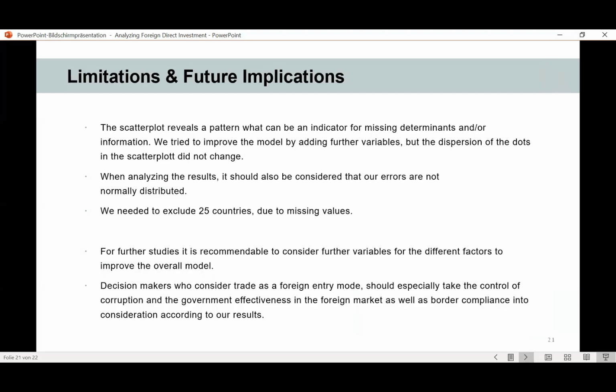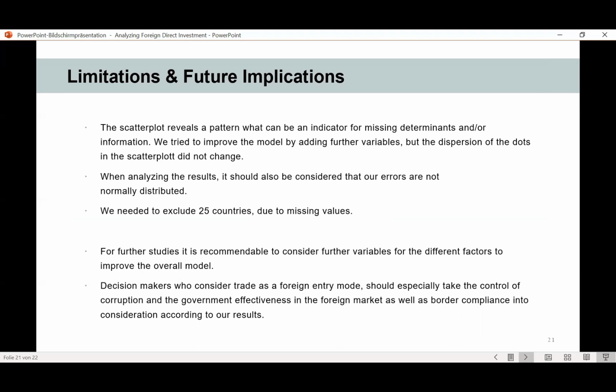Last but not least, I'm going to have a look at the limitations and future implications. Thereby, the scatter plot reveals a pattern, which can be an indicator for missing determinants and information. We tried to improve the model by adding further variables, but the dispersion of the dots in the scatter plot did not change. Furthermore, when analyzing the results, it should also be considered that our errors are not normally distributed. And moreover, we needed to exclude 25 countries due to missing values.